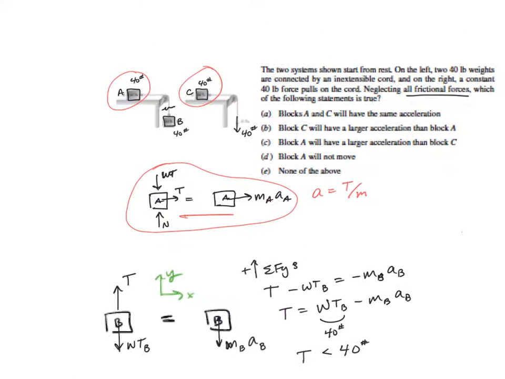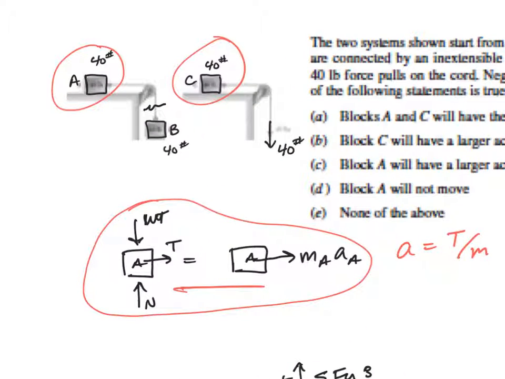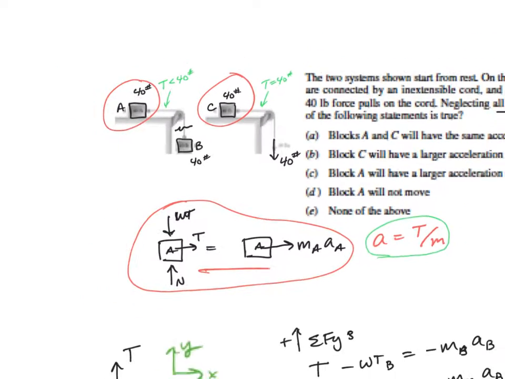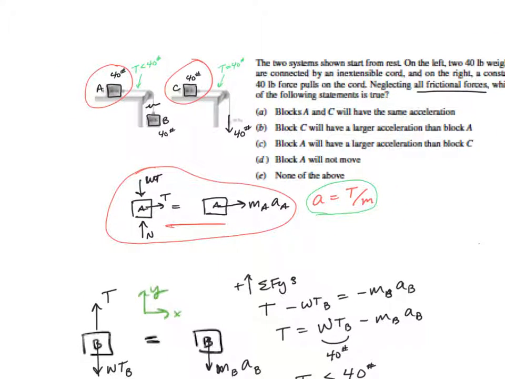So if I come back up here to our two systems, we'll zoom in. What we found is that the tension is less than 40 pounds in this system, in that rope, and the tension is equal to 40 pounds in that system. And so we would see that, since the acceleration and the tension are directly proportional, they will not have the same acceleration. Block C will have a larger acceleration because it has a larger tension.